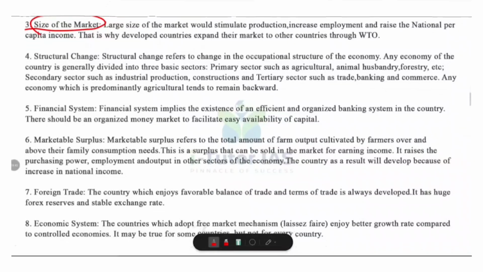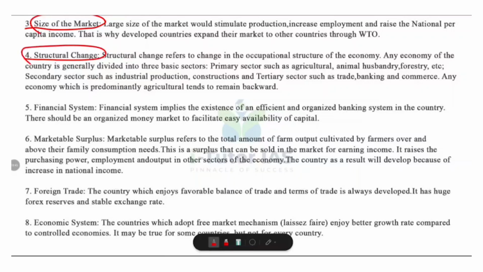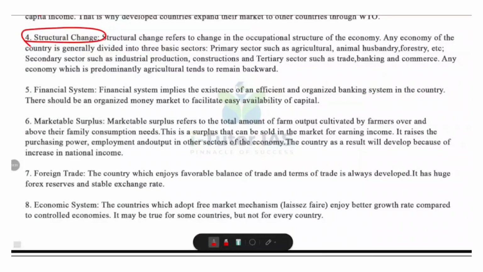Then fourth one, structural change. Structural change refers to changes in the occupational and sectoral distribution of the economy. Every economy is divided into three sectors. What are they? Primary sector, secondary sector and also tertiary sector. Primary sector includes agriculture, forestry and animal husbandry. Secondary sector, industry, manufacturing and construction. Then tertiary sector, trade, transport, banking, communication services and so on.